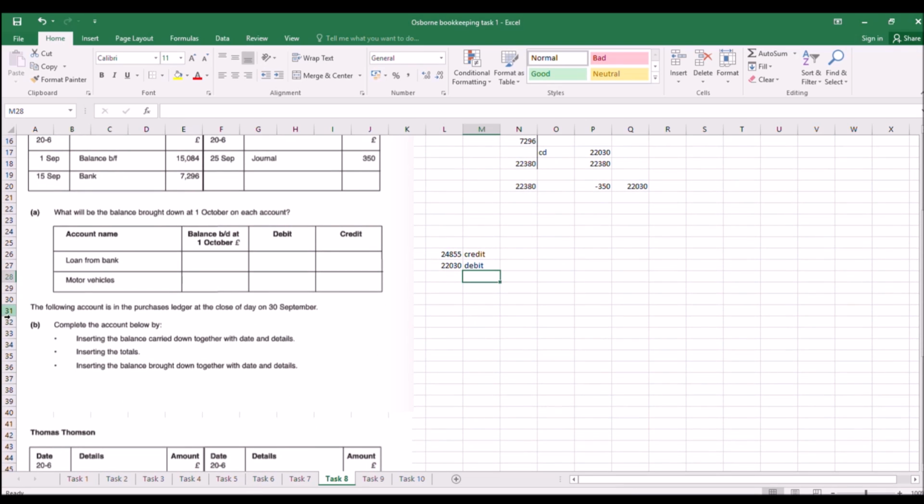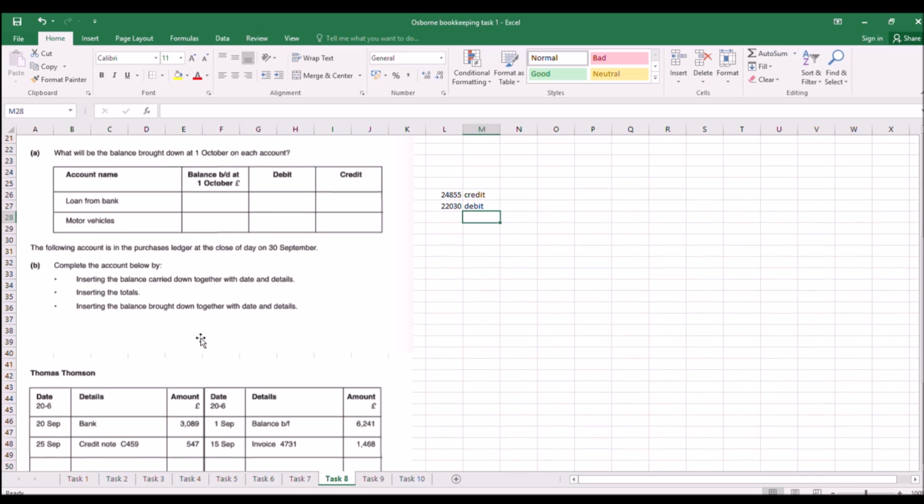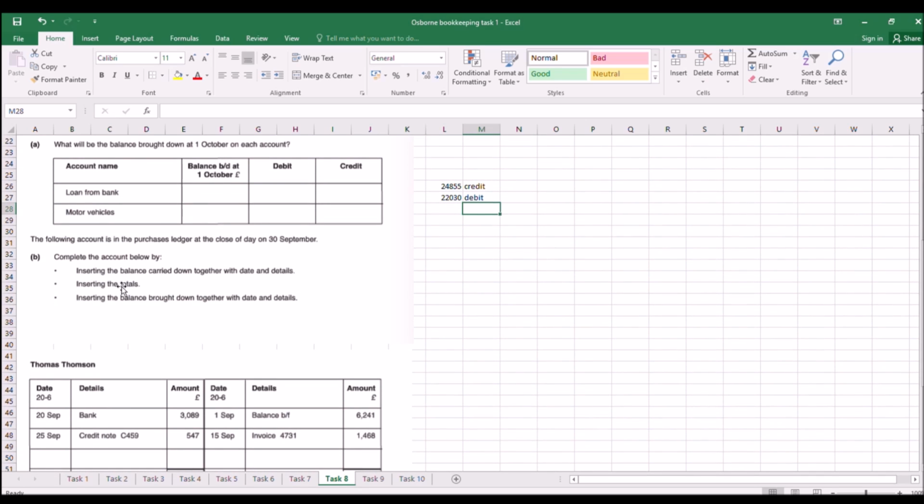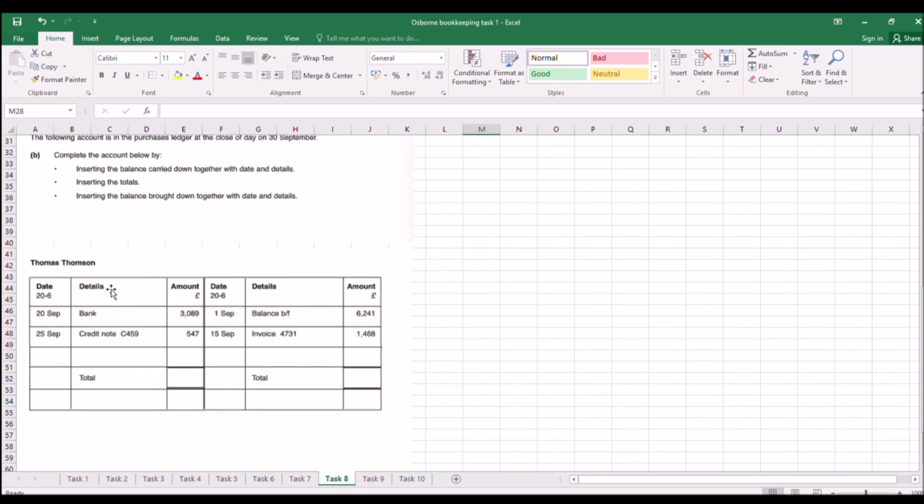Okay. The following account is in the purchase ledger at the close of day on the 30th of September. Okay. So it's a purchase ledger account here. Complete the transaction by inserting the carried down figure with the date and details, inserting the totals. Okay, so we're going to basically complete this in here. And then we're just going to complete our account.